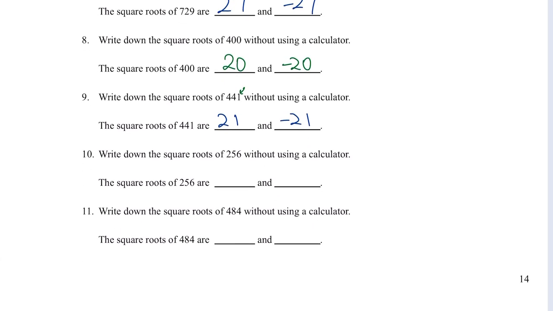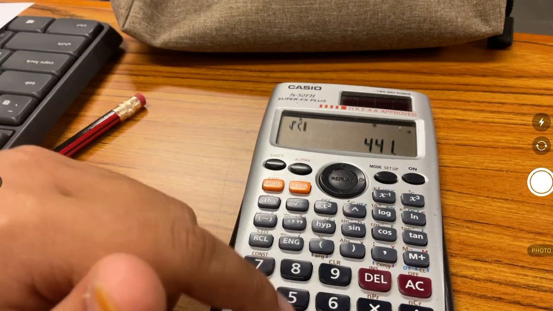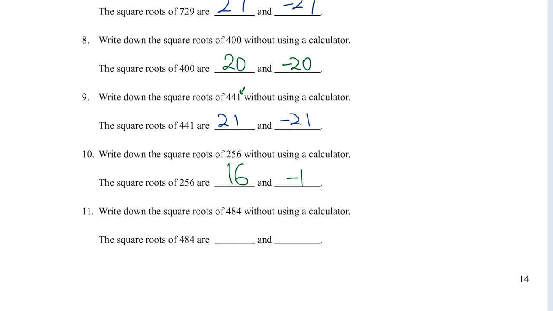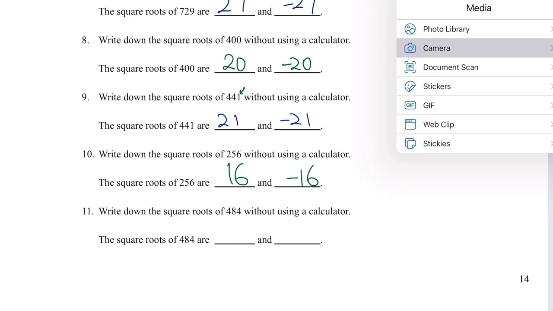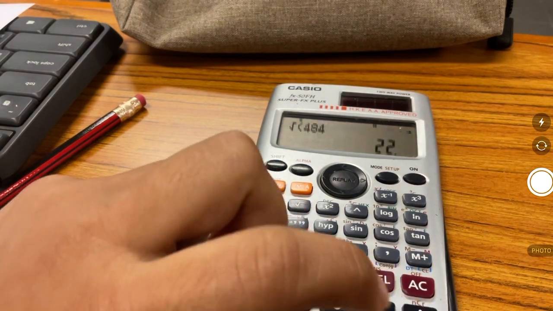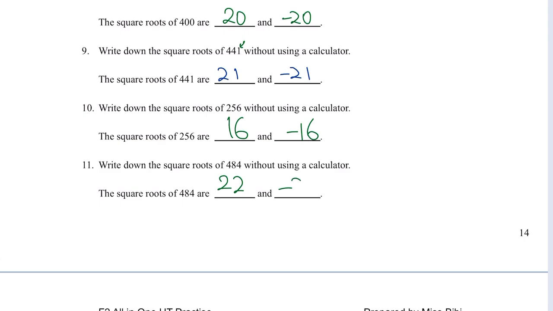Next, square root of 256. It's easier to use the calculator directly, right? Square root of 256, you have 16. So 16 and negative 16. Next one, square root of 484. Square root of 484, you can have 22. So 22 and negative 22.